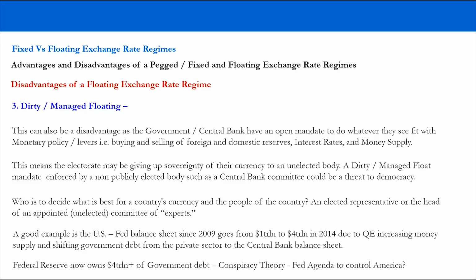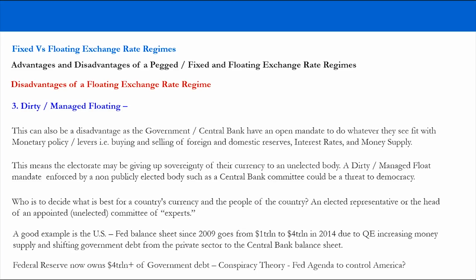And what does this mean? It means that the electorate of a democratic country, democratic system, may actually be giving up sovereignty of their currency to an unelected body. So in a dirty or managed float mandate that's enforced, it could be enforced by a non-publicly elected body, such as a central bank committee, and this could actually be a threat to democracy.